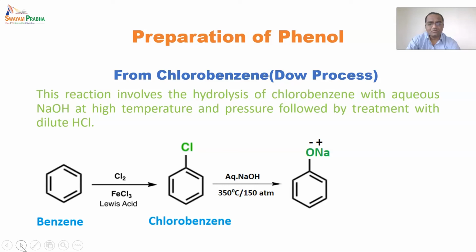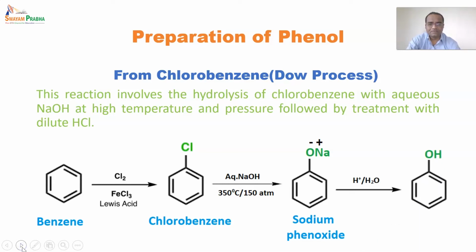the chlorine from benzene is removed and substituted by ONa, and this compound is called sodium phenoxide. And after further hydrolysis it forms phenol, and this hydrolysis is done with the help of an acid and water.